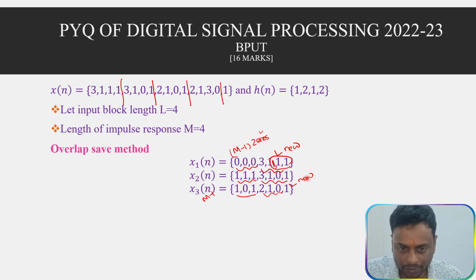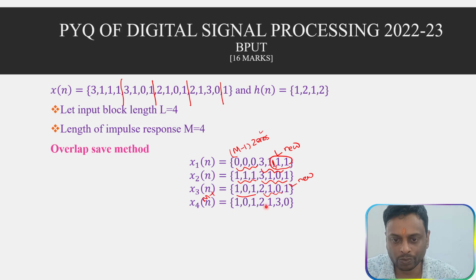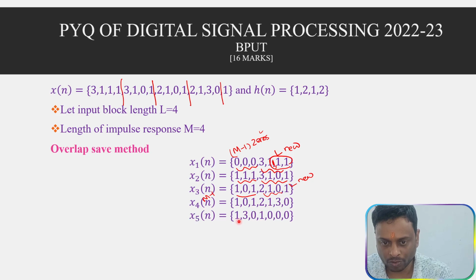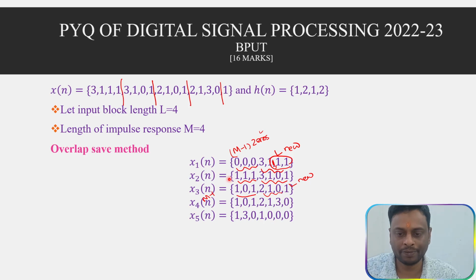Next is x4 of n. The last 3 data will be 1, 0, 1. Then the new data is 2, 1, 3, 0. Then the last 3 data of x4 of n is 1, 3, 0. Then new data will be added. This new data will be 1, and you have to append 3 zeros because all the sequences must have the same length. So m minus 1 zeros first you have to append, then 4 new data.